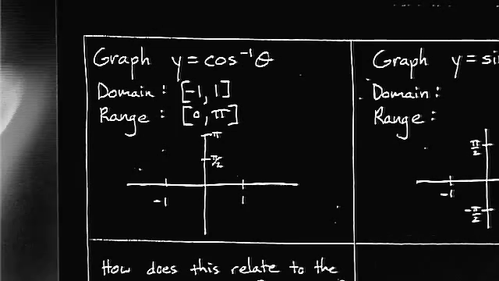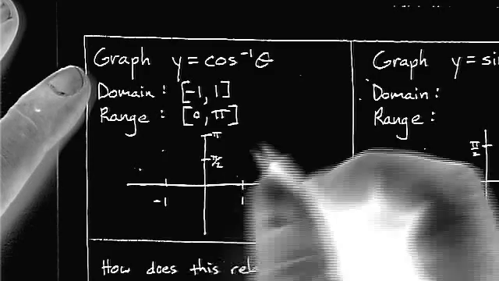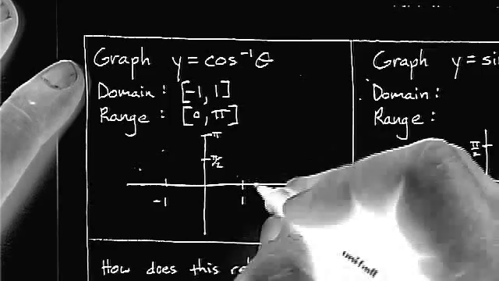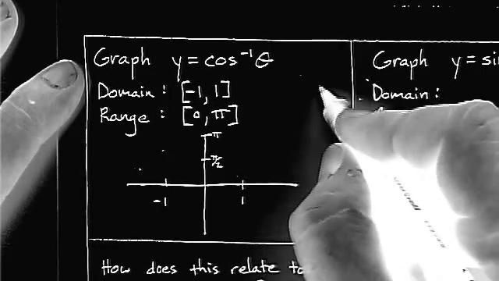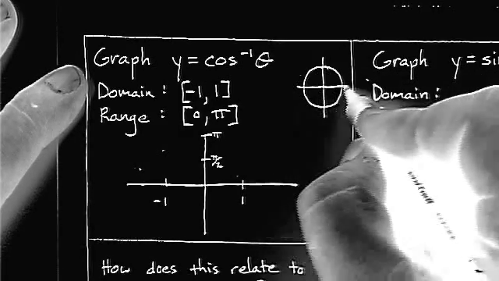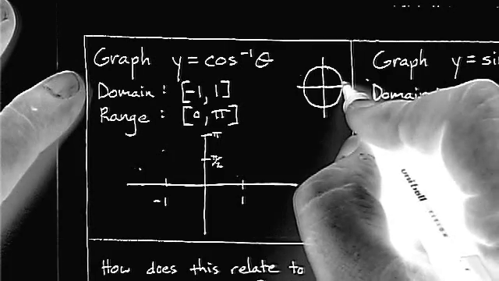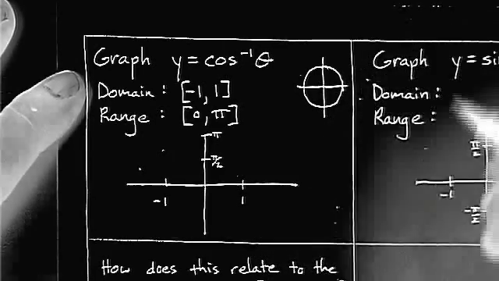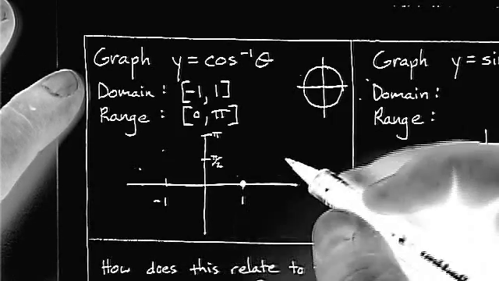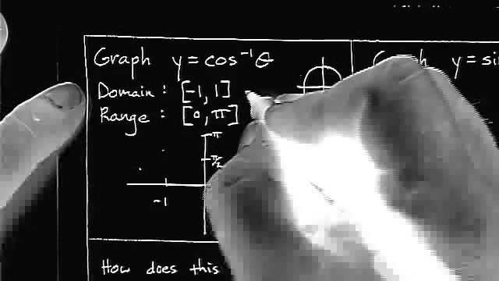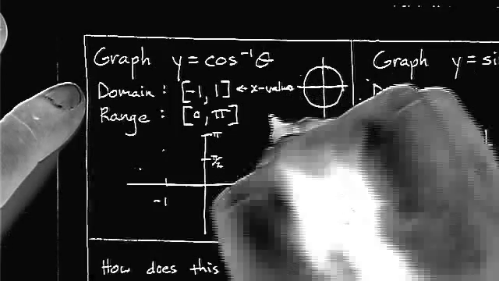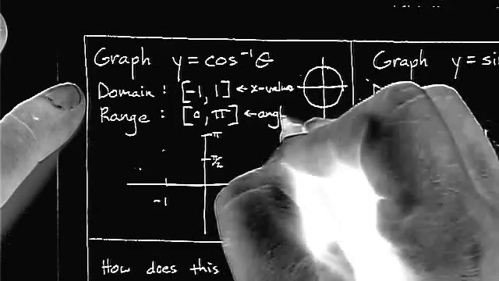So on my graph, what I'm looking for is the value of 1. Think about a circle here, folks. Cosine is 1 at 0. So the cosine of 1 has an angle measurement of 0. Keep in mind what's going on. What's going into the function? These are x values. And what's coming out? Angle measurements.